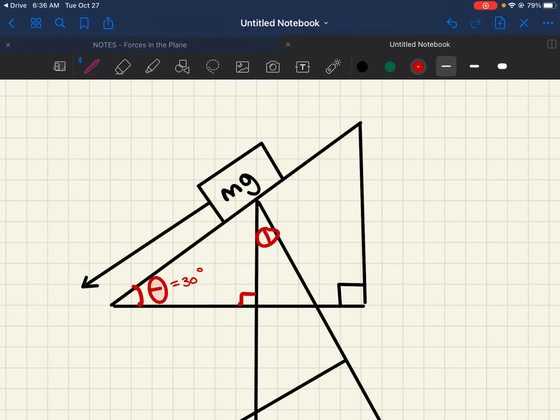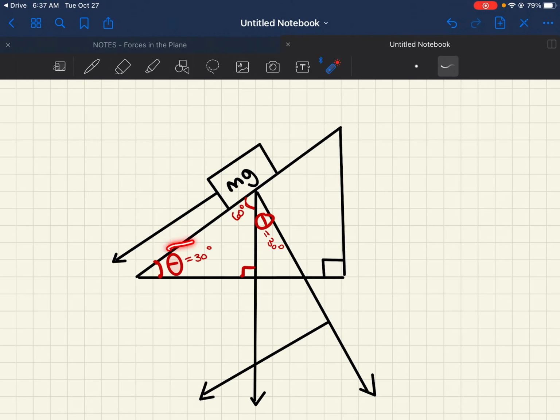Well, if this is 30 degrees and we have our 90-degree angle right here, then this little piece right here would be 60 degrees. But we already stated that we had this perpendicular force between the object and the plane itself, meaning that this is 90 degrees. Well, if this chunk of the 90 degrees is 60 degrees, then this piece right here would have to be 30 as well.